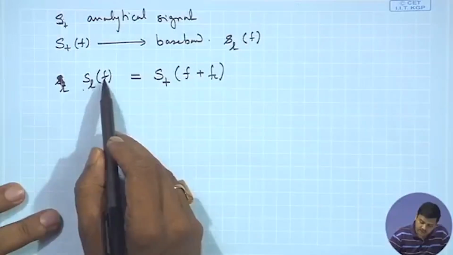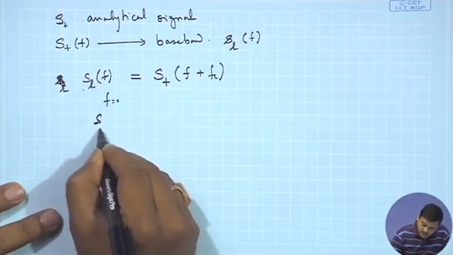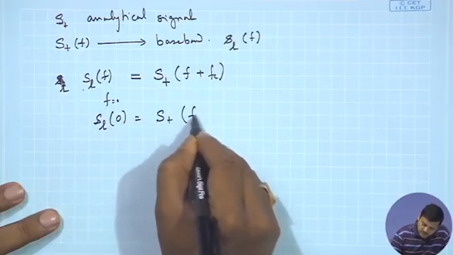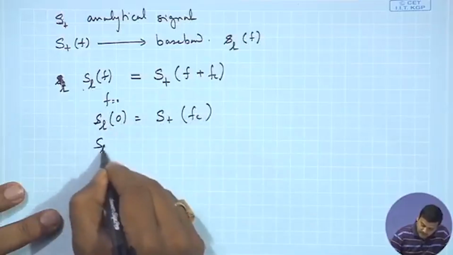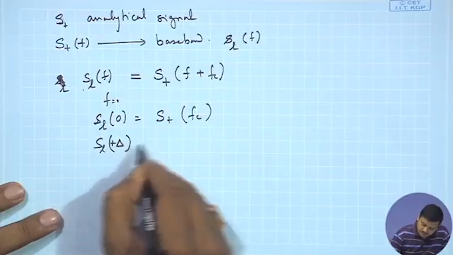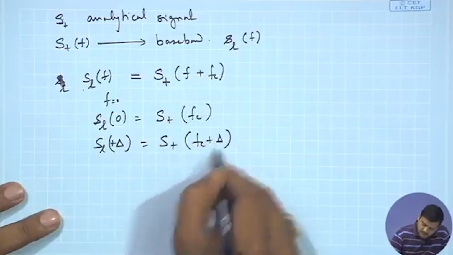So, if I put f equal to 0, I am going to get S_L at 0 is equal to S_plus at f_c, and S_L at, let us say, plus some delta is equal to S_plus of f_c plus delta, and so on.